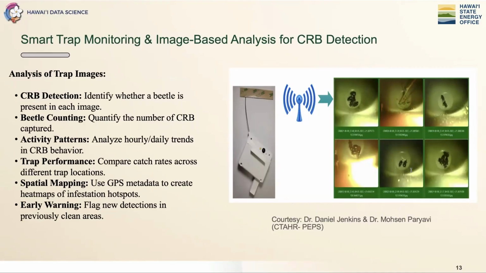Probably next semester I will work more on this. With the images that were already captured in the traps, I can train on those images with machine learning and get an idea how many CRB were detected, and get an idea for early warning, like if there are any new detections in areas where they didn't happen previously. So we can do all of these things, training with machine learning on these images. Hopefully I will work more on this next semester.